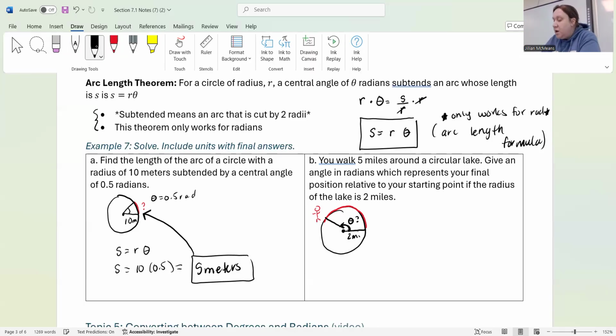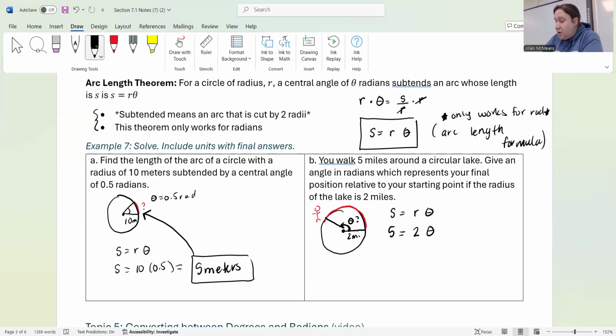Okay, so we know that arc length is S equals R theta. Well, what do we have? We know we walked an arc around this lake of 5 miles. We also know that the radius is 2 miles. What we don't know is theta. So all we have to do is treat theta like it's a variable, solve this for theta, and we'll know what theta is in radians.